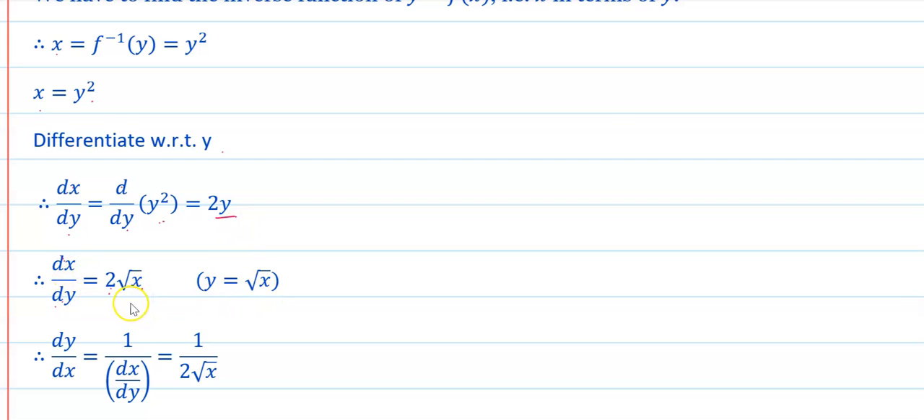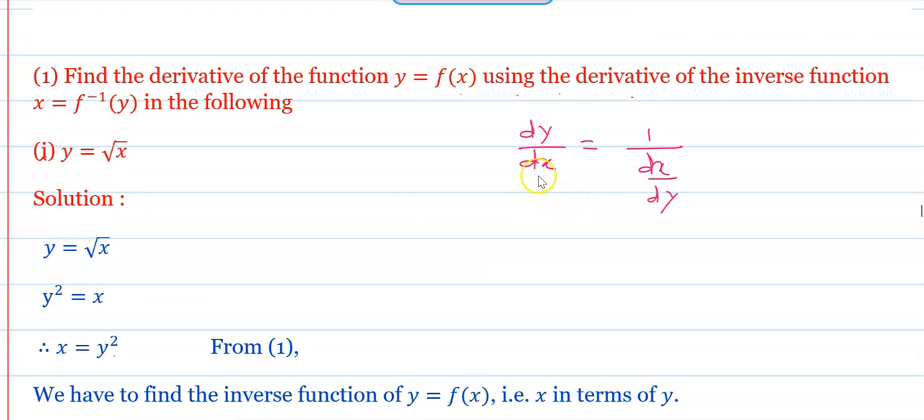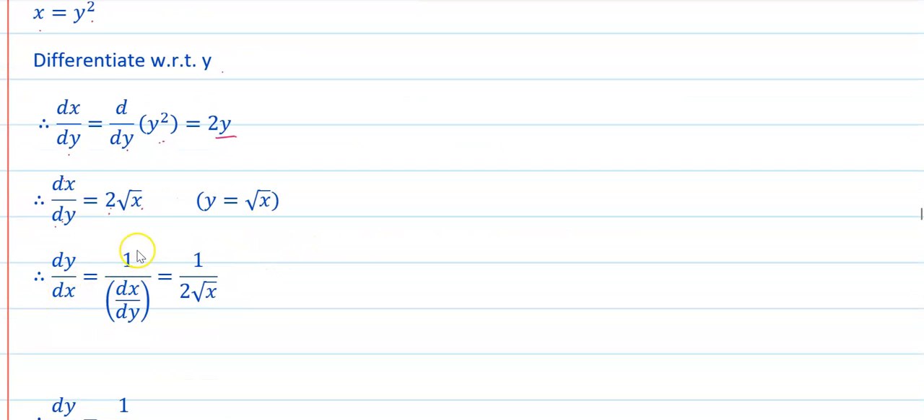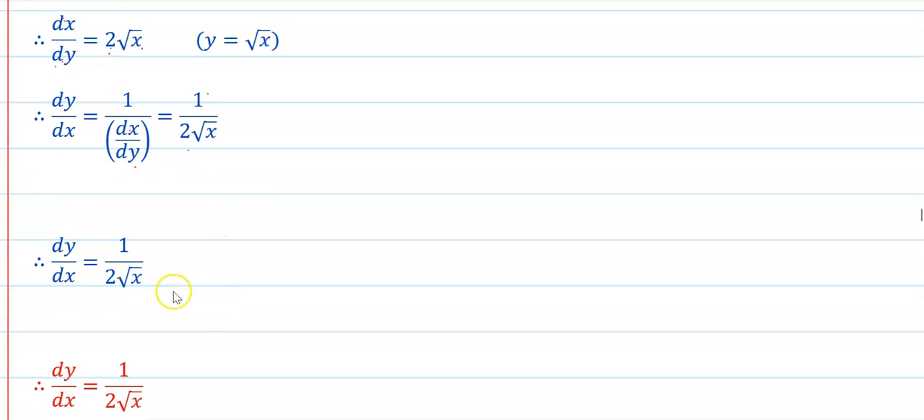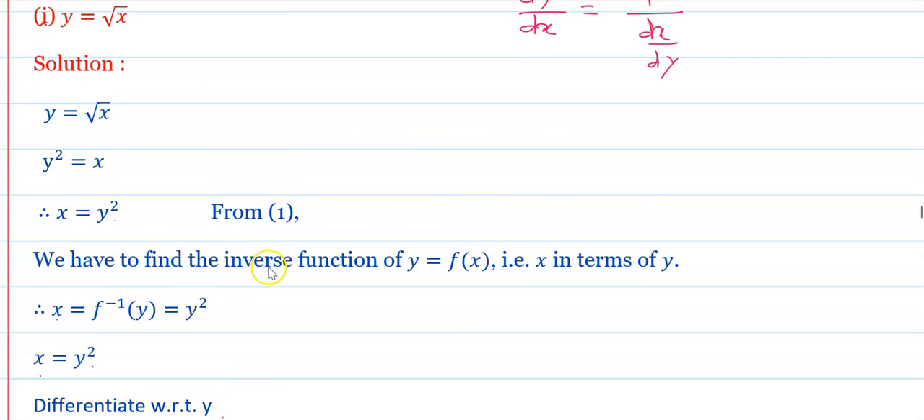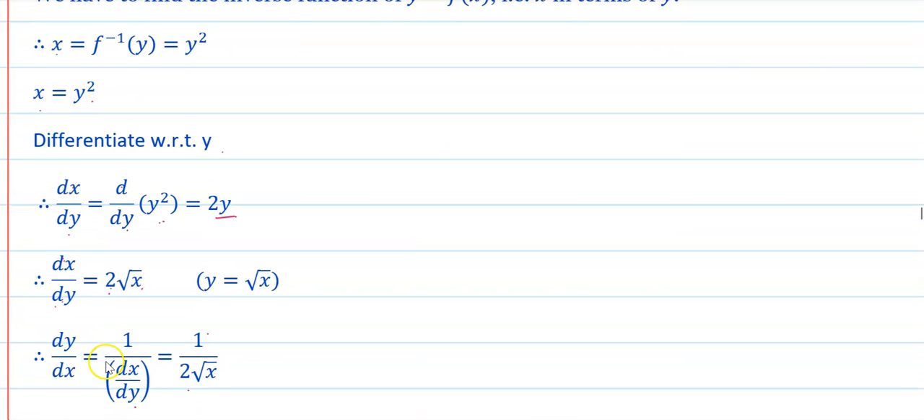This is the dx upon dy, and hence by this definition, dy by dx is equals to 1 upon dx upon dy, and that's equals to 1 upon 2 root x. Hence dy by dx is equals to 1 upon 2 times root x, and this is the answer. Okay, you can see it once again. Express x in terms of y. This is important.